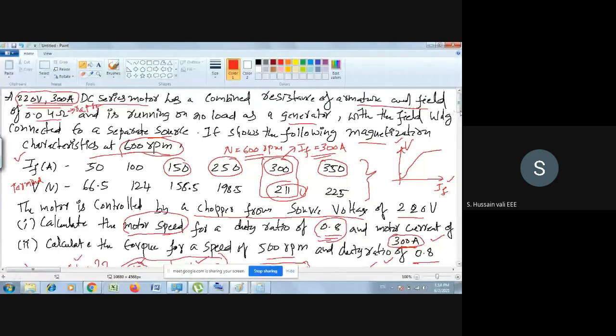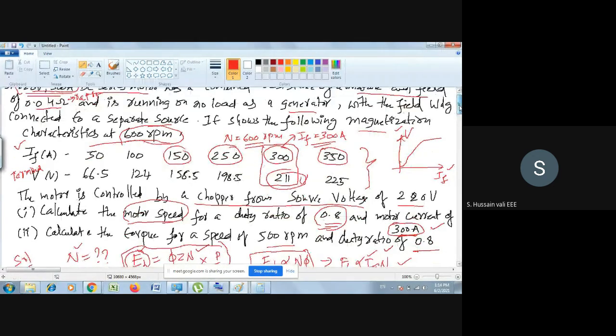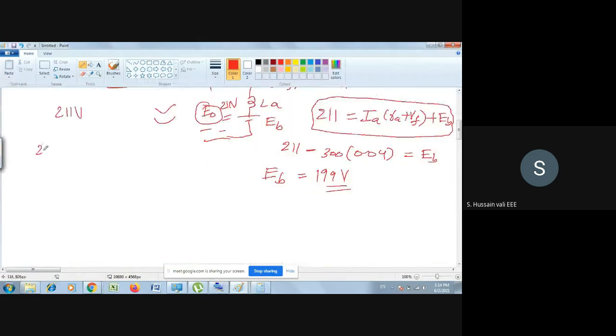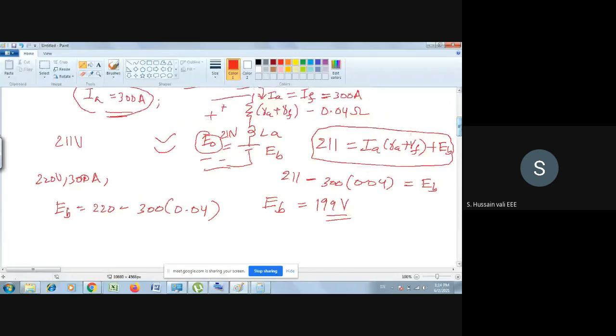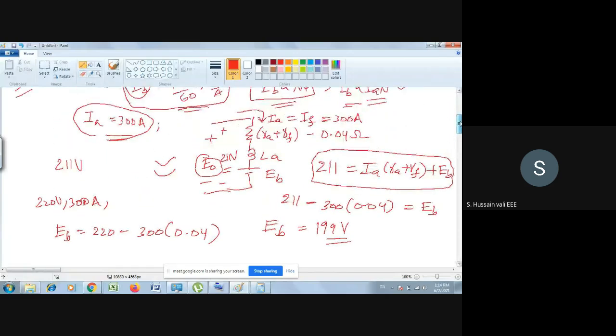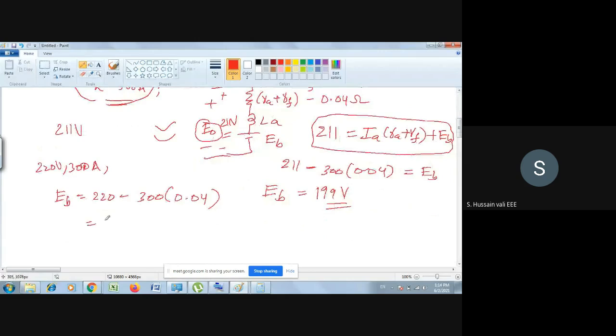So we'll do one thing, we'll find out the back EMF at the ratings. What are the ratings? 220 volt, 300 ampere. So at this we'll find the back EMF. What is the back EMF? We'll get 220 minus 300 into 0.04. So these are the ratings. What is the answer? You get 12, you subtract 12, then you will get 208.